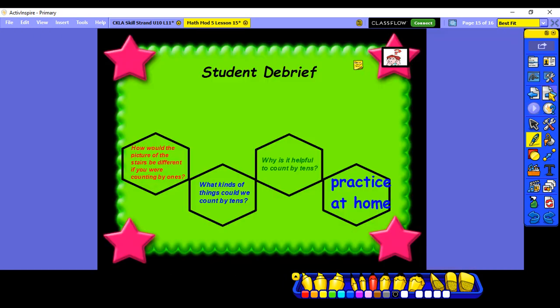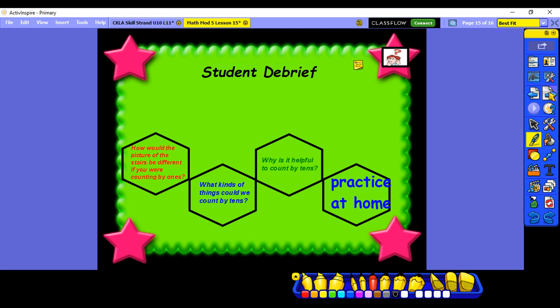No, but that's okay. How would your picture of the stairs be different if we were counting by ones instead of counting by tens? Yes, they would be much longer stairs. There would be 100 stairs.